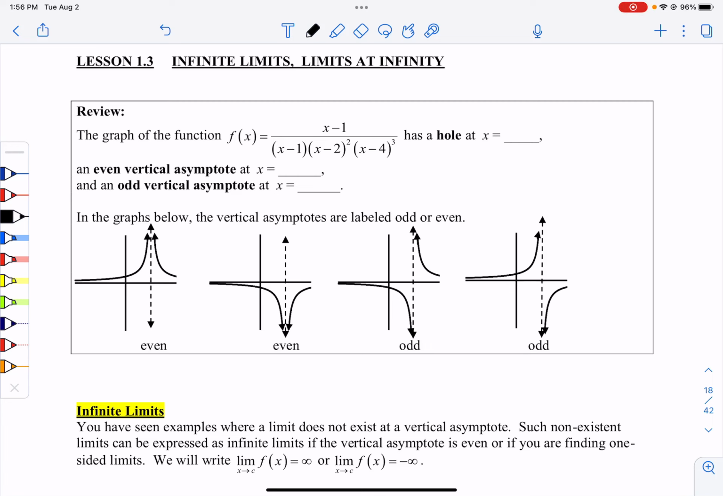All right, guys, lesson 1.3. Today we're talking about infinite limits and limits at infinity, which sound almost the same, but they are very different things. And we'll get into that as we go through this.